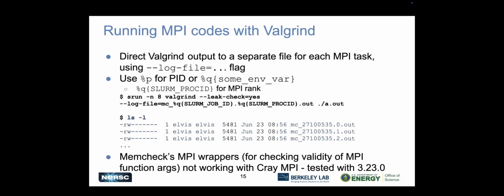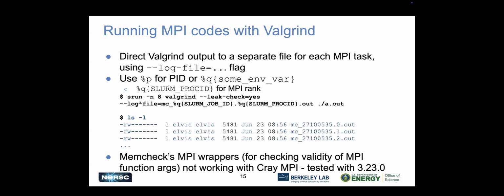So then how do you run the MPI code with Valgrind? The way to do it is you make Valgrind use a separate output file for each MPI rank. You specify where a certain MPI task's output should go. For that we use a %p specifier or %q. %q is to use some environment variable. So SLURM_PROCID is for the MPI rank.